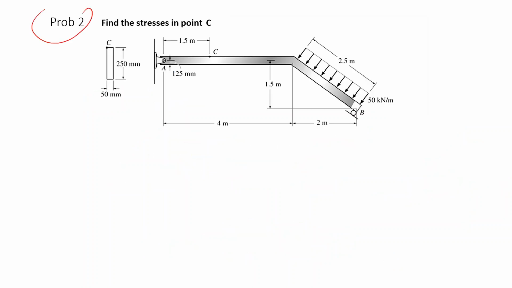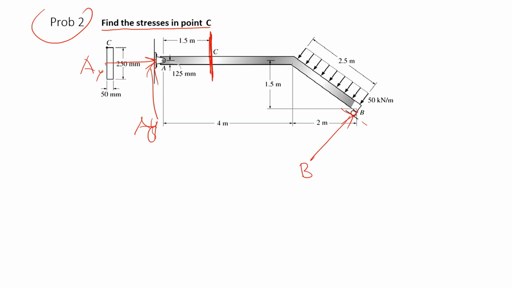Next problem. Find the stress in point C, in this section. Okay. So here we have two supports. One support in A. This would have Ax and Ay support forces. And here you have a force B, which is perpendicular to the point where the roller touches the beam.